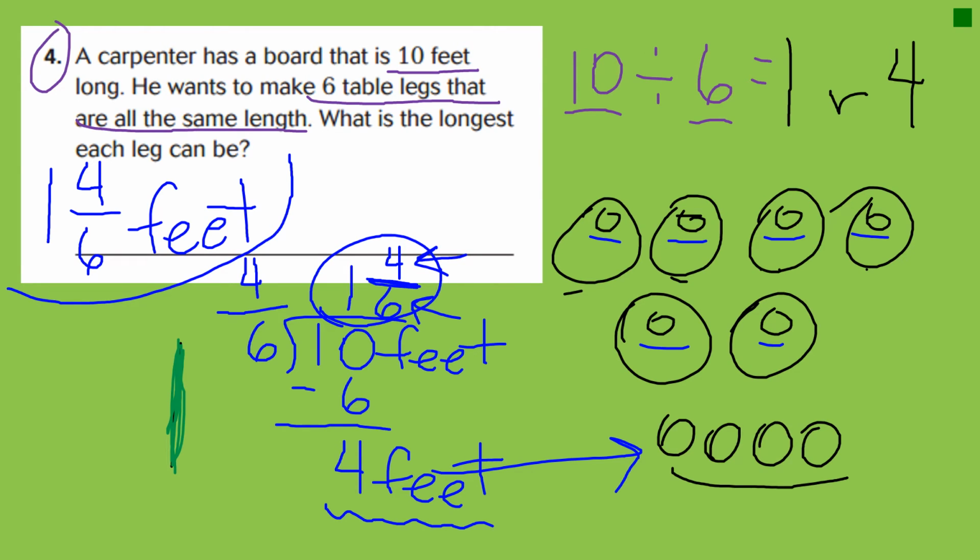Okay? The 4 feet that are left, we want divided over the 6 table legs that we're making. So if you went to the carpenter, would it make sense to say 1 and 4/6 feet? Yes. Yes. The carpenter would know what to do.